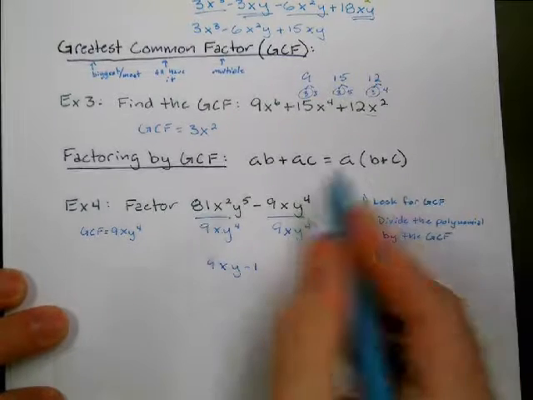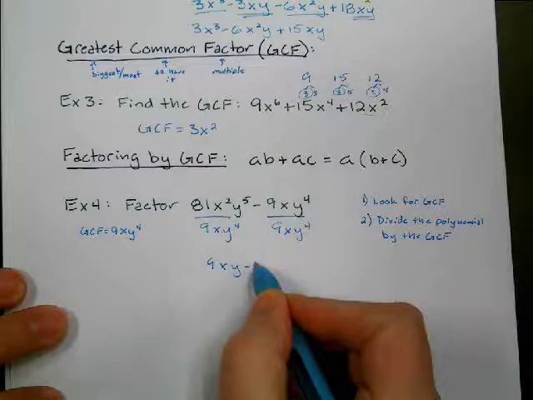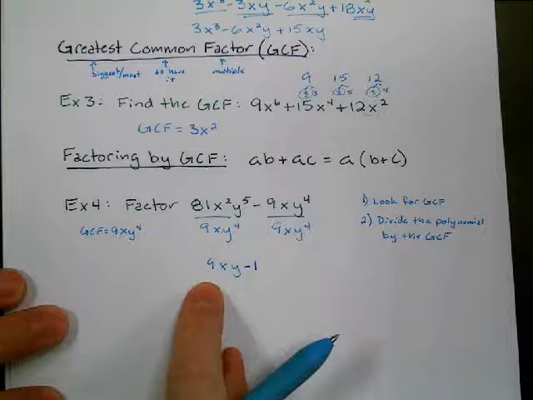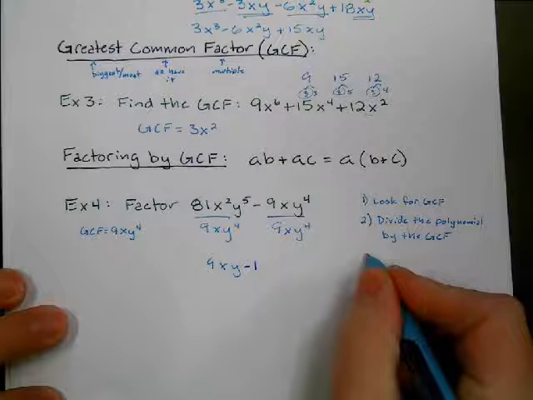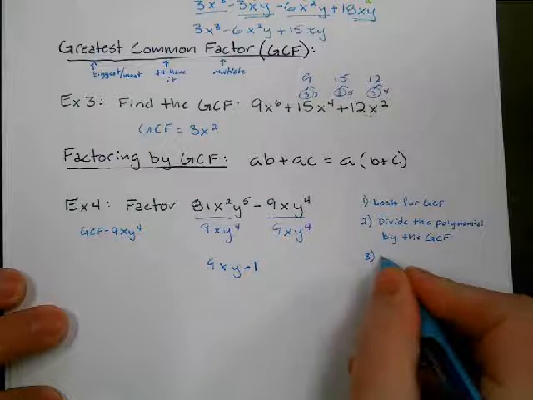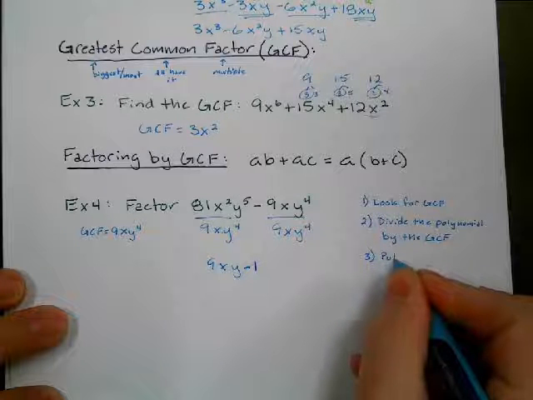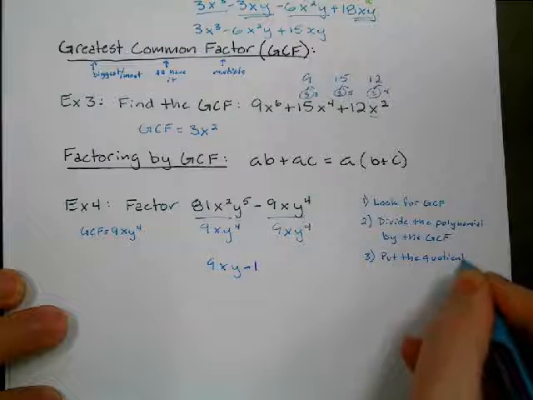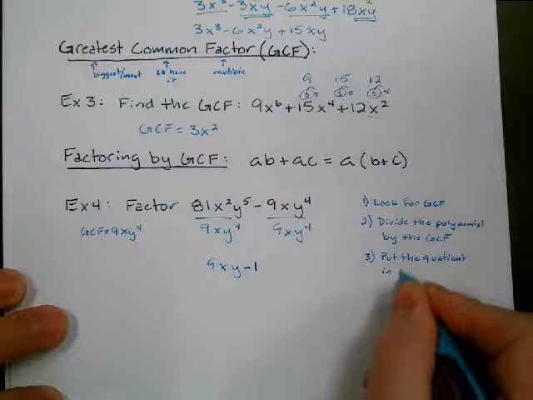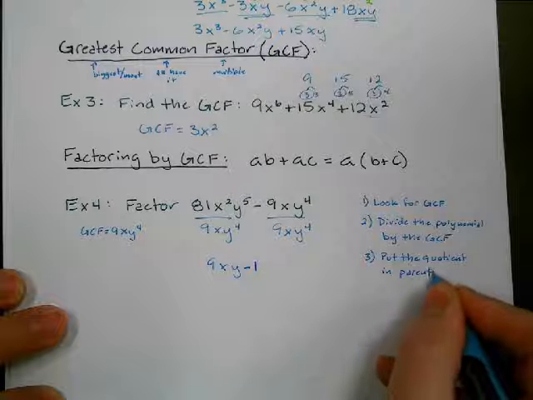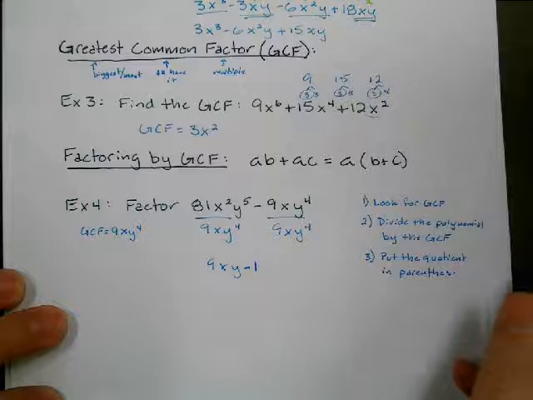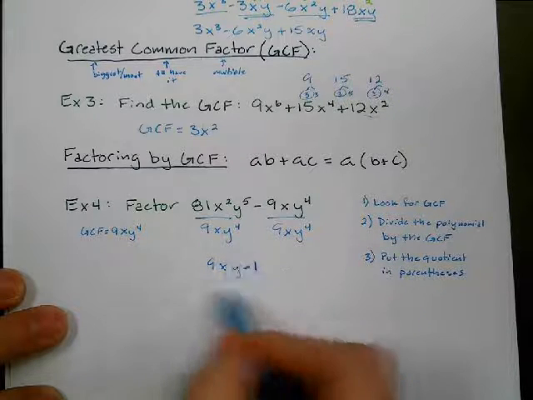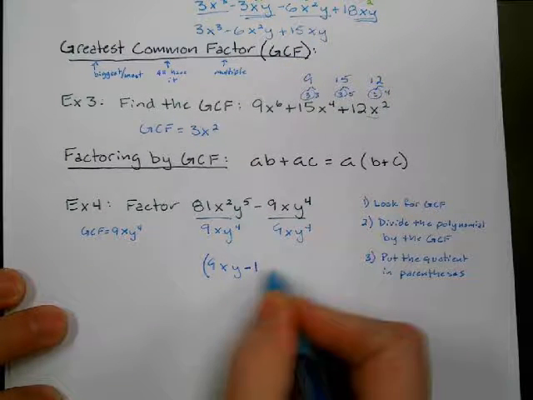And then y and y to the 4th, they both reduce each other. So I have now divided the polynomial by the GCF. Okay, so step 3, put the quotient in parentheses. All right, so this is the quotient, that's the answer you get when you divide. So I'm going to put it in parentheses.